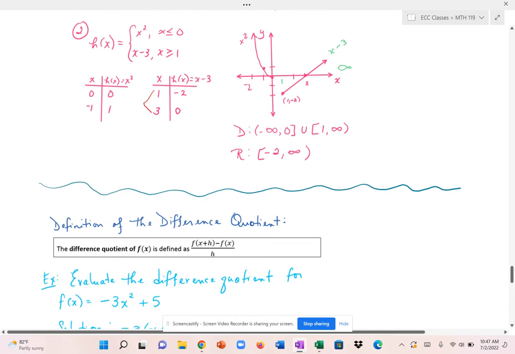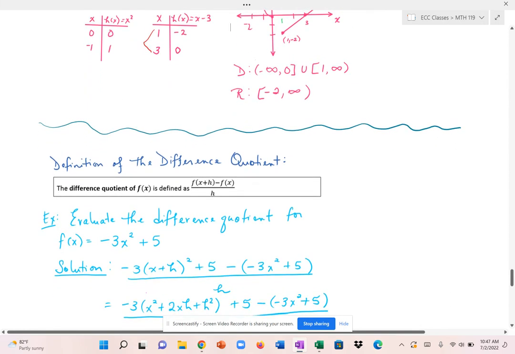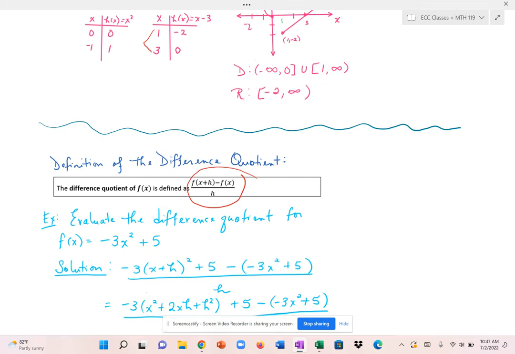So last topic in this section is on the difference quotient. The difference quotient is a definition. This is something you're going to want to memorize. For people that need to take calculus, this difference quotient will be very important near the beginning of the first calculus course. So we're basically just using functional notation and plugging it into that definition.